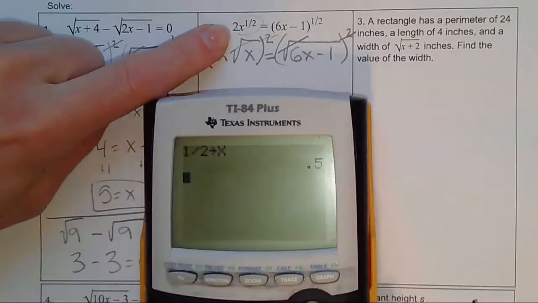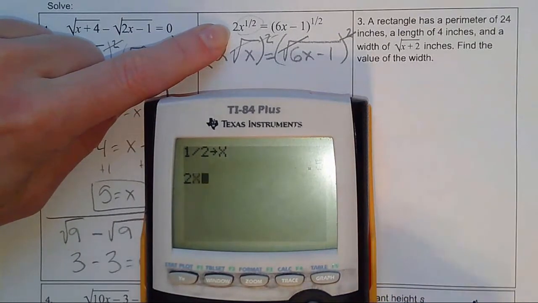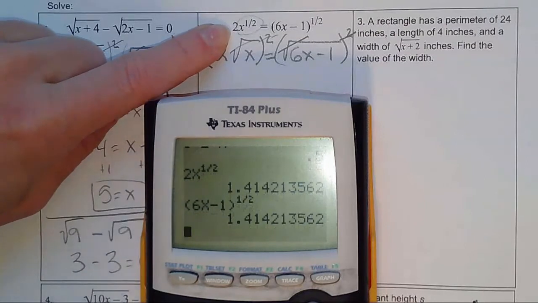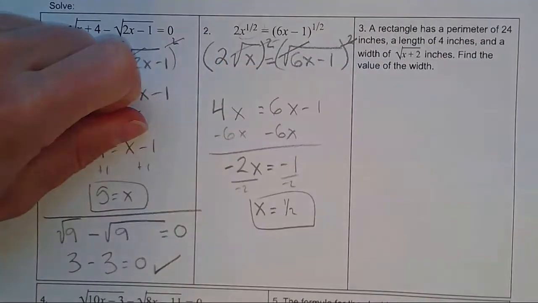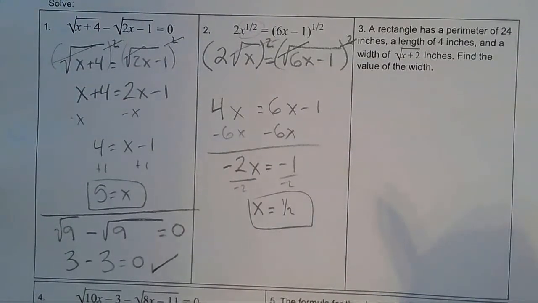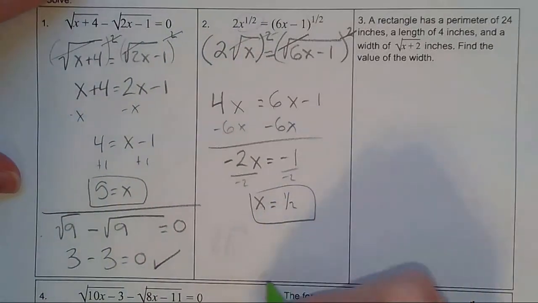So now I'm going to say 2x raised to the 1/2. So the left side of this equation is that jazz. The right side is parentheses 6x minus 1 parentheses raised to the 1/2. Same exact decimal, so there's that guy. You could plug it in by hand and all that stuff, but it's just so much easier to just plug it in the calculator. So that guy does work.